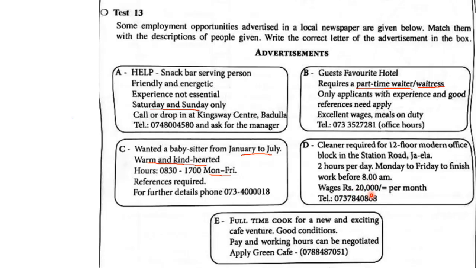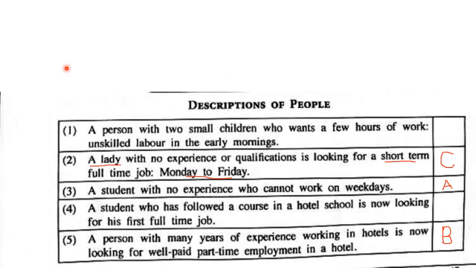Wages, rupees 20,000 per month. That means your salary is 20,000 for a month. So they say that you don't have to work every day. You just have to work from Monday to Friday and only 2 hours in the morning, and you will get a good salary as well, right? So let us look at the most ideal candidate here.